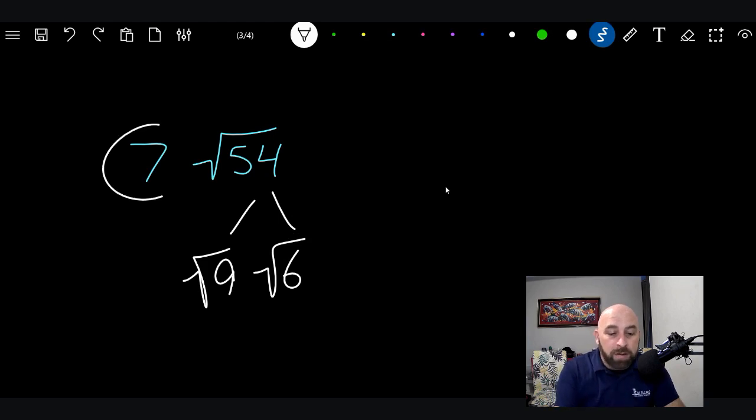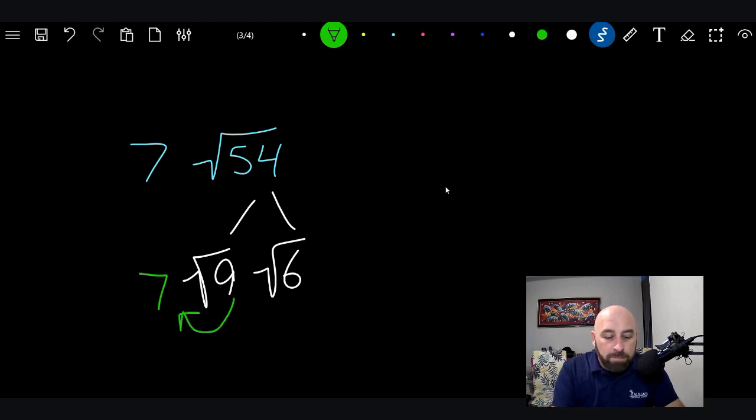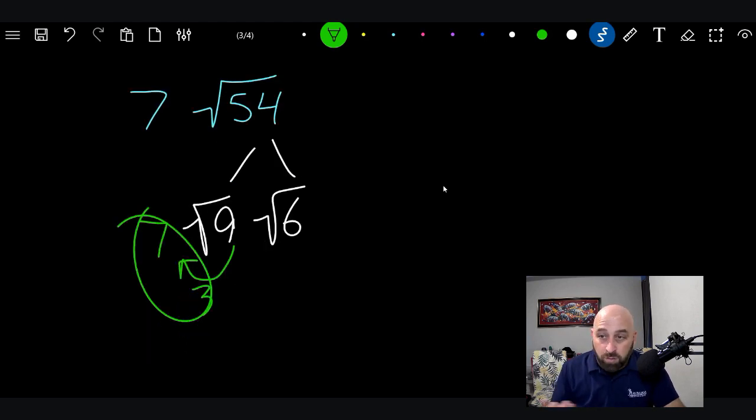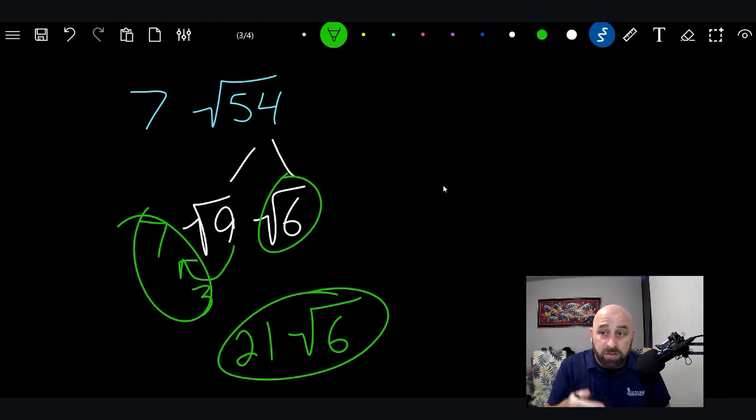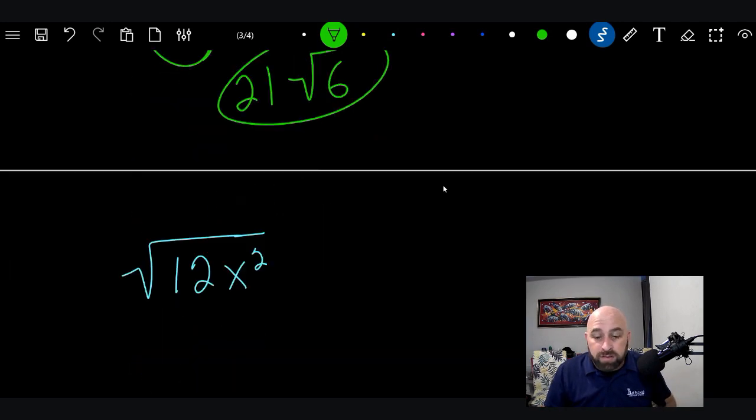Now is where we have to remember the 7 out front. So if I put my 7 out here, when I pull this out, what do I do with this? So what am I pulling out? Well, 3 times 3. So the square root of 9 is 3. What do I do with this 3? Well, what do you think you do with it? There's no sign, so what do I do? When there's no sign, what do I do? Okay, right, I multiply. 21, and then this is left over, square root of 6. So 3 times 7. Why the 3? Why 3 times 7? Because the square root of 9 is 3. Take the 3 out. 3 times 7, 21. What's left over? Square root of 6. 21 square root of 6 is my answer.